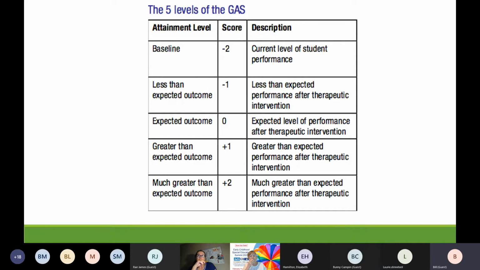So this means that as a result of intervention, if the child is later identified as having been at a -1 level, it means their performance is less than we'd expect from the intervention. If he goes to a +1, it means the performance is greater than we expected, and a +2 is much greater. Okay. My caveat is forget the minuses and the pluses. The minuses serve more of a clinical function than an educational function, and most of us don't want to go down that negative road.